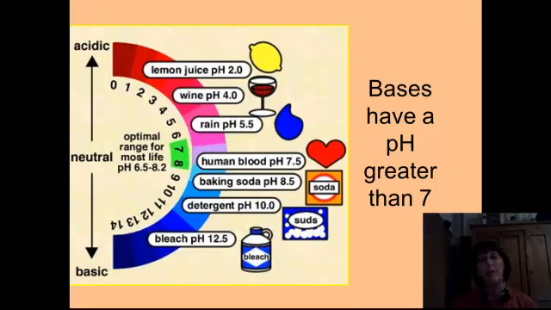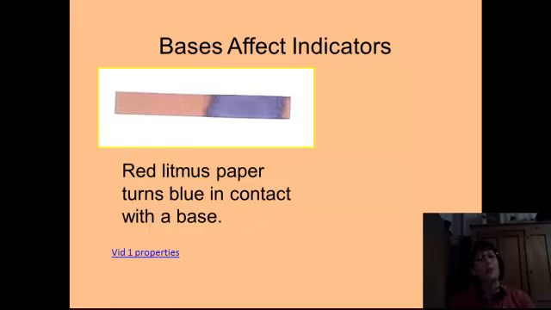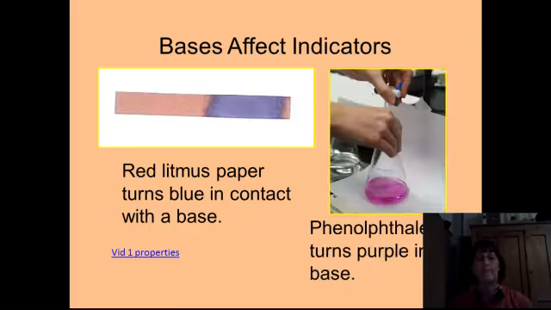Okay, here we have bases. Bases have a pH greater than 7, and if you look, the 14 is down on the bottom, and there are some examples. You've got human blood, pH of 7.5, just slightly above neutral. Baking soda, 8.5. Detergent, like you wash your clothes in, 10. And bleach would be a 12.5. If you've ever had bleach on your fingers, you know it feels kind of slick or slimy. So bases also have an effect on the indicators. They turn the indicators, specifically the litmus, blue. So litmus paper turns blue when you put it with base.